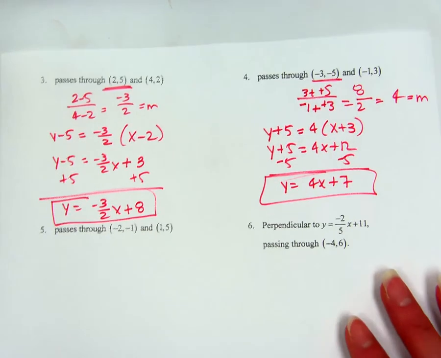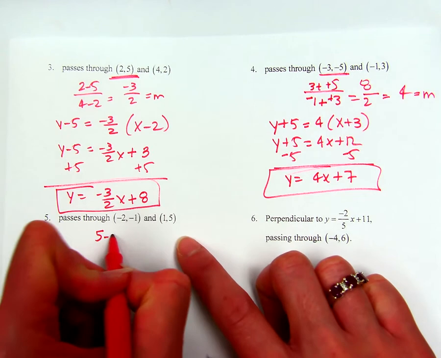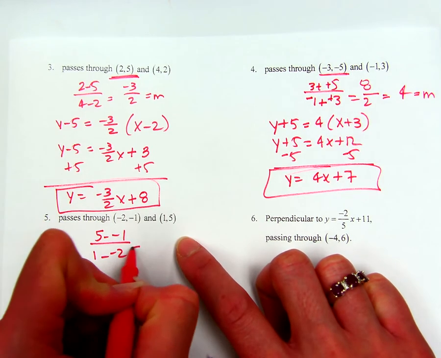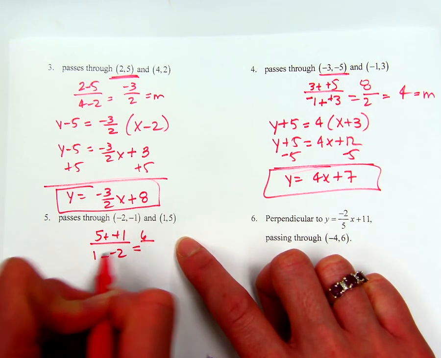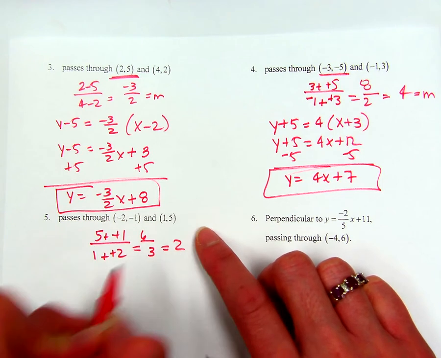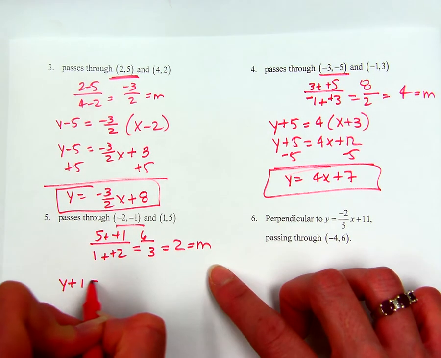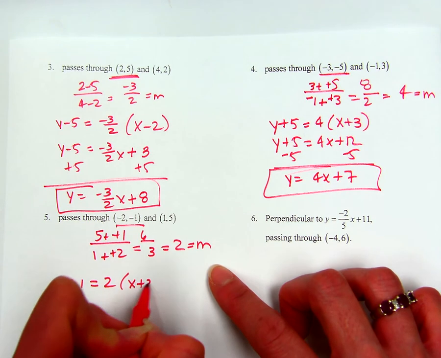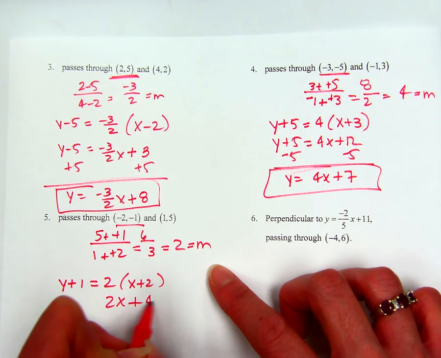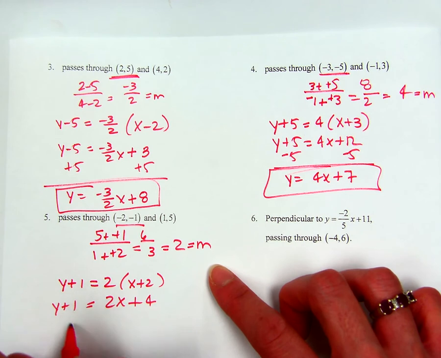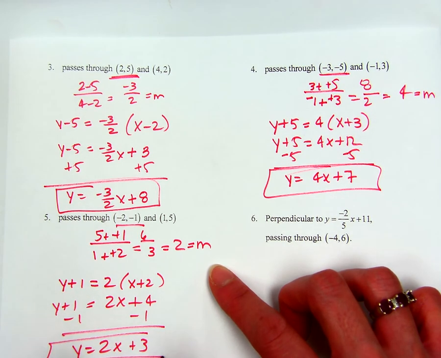All right, and then the last one like that, they give us 2 points. I'm just going to find my slope. I have 6 over 3, which is 2. So y plus 1 equals 2 times x plus 2. So I get 2x plus 4. And then if I subtract 1 on both sides, I get y equals 2x plus 3.